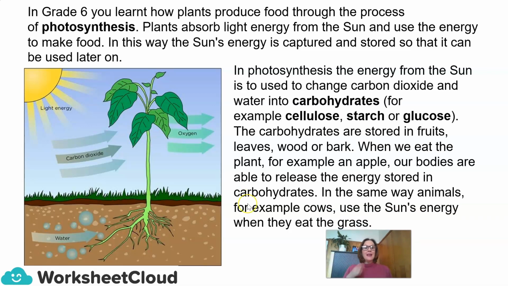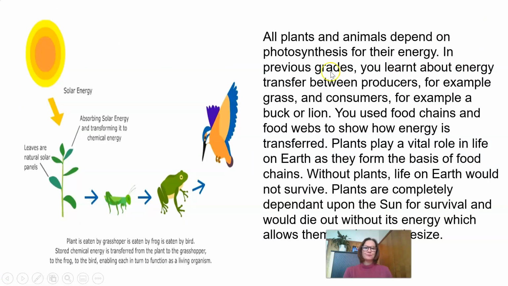In photosynthesis, the energy is used to change the carbon dioxide and water into carbohydrates, for example, cellulose, starch, or glucose. The carbohydrates are stored in fruits, leaves, wood, and bark. When we eat the plant, for example an apple, our bodies are able to release the energy stored in the carbohydrates. In the same way, animals use the sun's energy when they eat the grass. Okay, so it's all coming back to you.